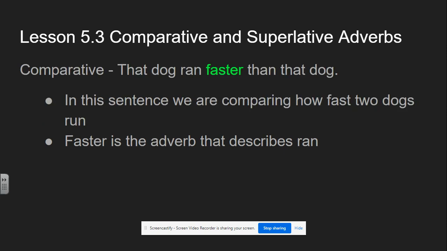Our next one is comparative. That dog ran faster than that dog. In this sentence, we are comparing how fast two dogs run. In this case, we are saying that faster is the adverb and it describes ran. Please stop the video and write this information in your yellow notebooks.